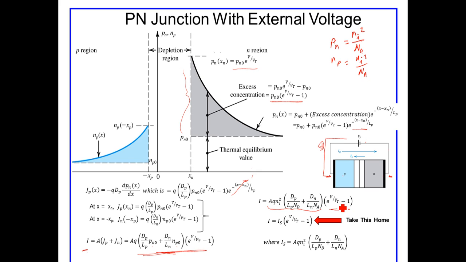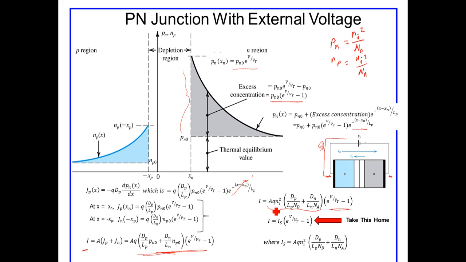When V is positive, we have this term dominating very quickly, and we see that traditional exponential dependency of the current on the voltage across the diode. Now, when V is negative, this term very quickly goes to 0. E to the negative number is getting smaller and smaller as that number gets bigger and bigger. This term then goes to 0, and we're left with I equaling negative this expression.